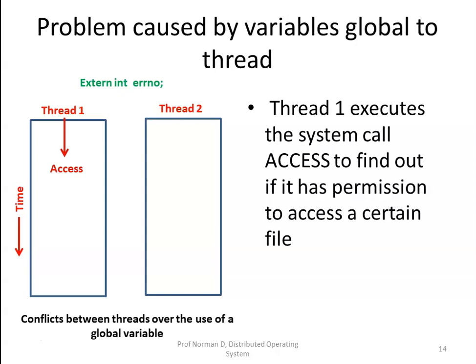As an example, consider the error number variable that is maintained by the Unix system. When a process or a thread makes a system call that fails, the error code is put into error number. In this figure, thread 1 executes the system call access to find out if it has permission to access a certain file. The operating system returns the answer in the global variable error number.